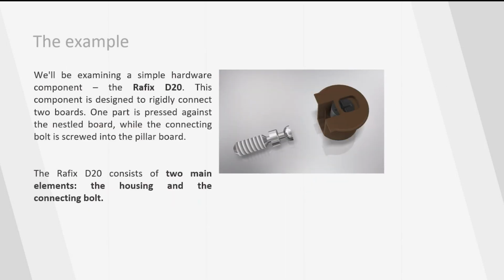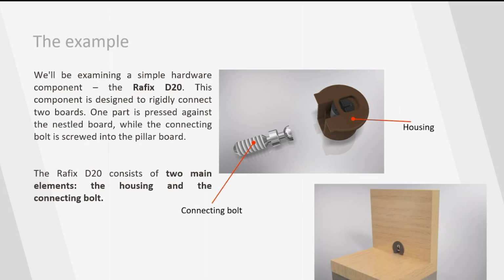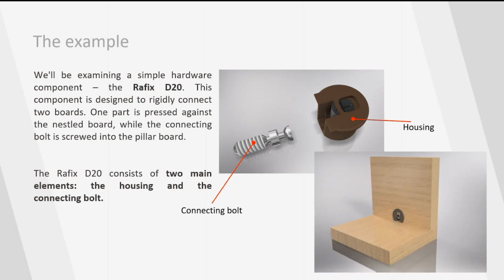So let's proceed and examine this simple example. For the sake of simplicity, I will be using the well-known graphics connector. It consists of two components, a connecting bolt and a housing. These are assembled into one design and one assembly in Inventor, and you can see how this component is used in the picture right now. So we are basically connecting two boards which are connected perpendicularly.